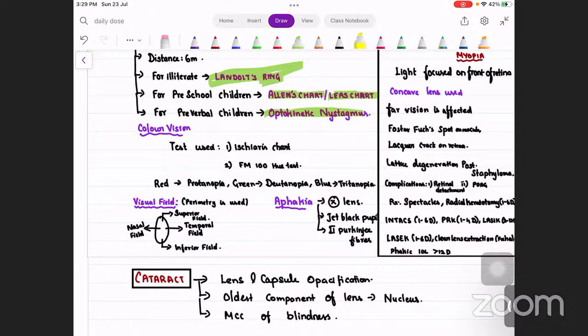Apart from that, color vision. Speaking about color vision, the tests used for color vision are the Ishihara chart and the FM100 hue test.